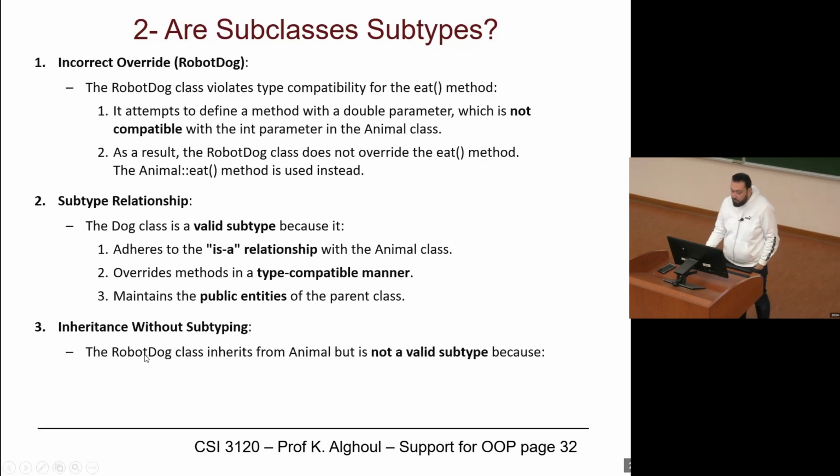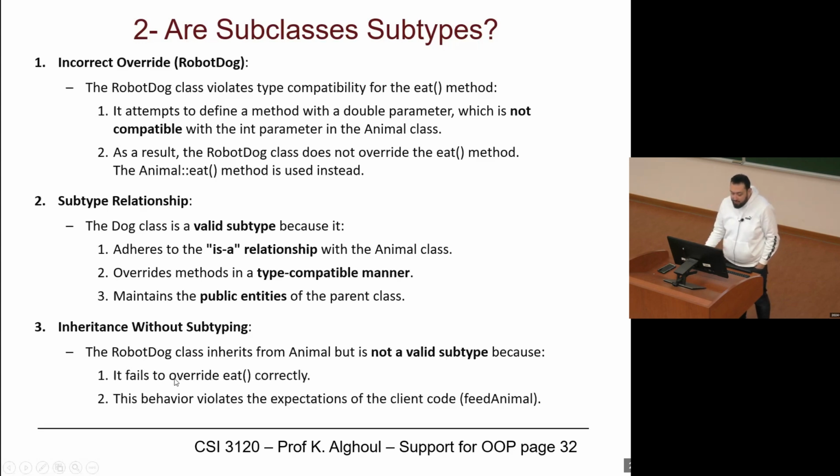But when it comes to the robot dog, the other one, it's not a valid subtype because, as we said, it fails to override correctly. The behavior violates the expectation for the client code feed animal. Yes. So for the robot dog class, if it wasn't intended to override that method eat, and it wanted to overload, so it still has the first implementation, but also the other implementation, would that also be considered a valid subtype or incorrect?